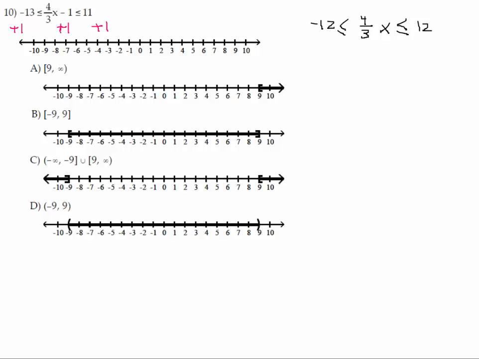Now if I multiply each term by 3/4, notice I'm not multiplying by a negative, so I don't have to change the direction of the inequality here. Then I can isolate the x. So there we have it.